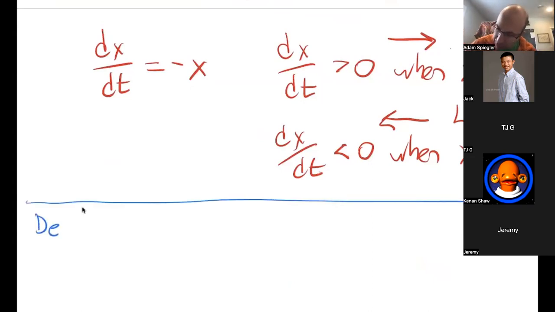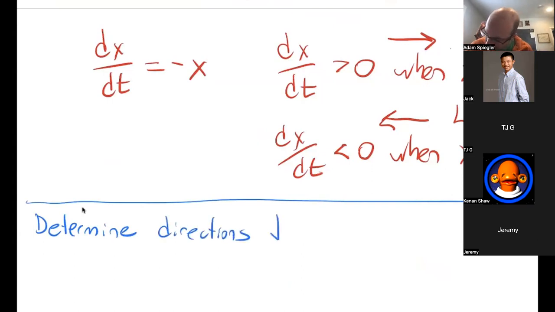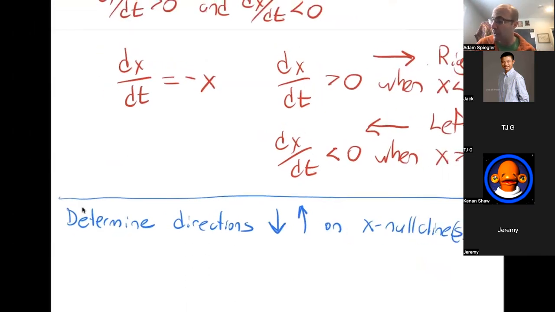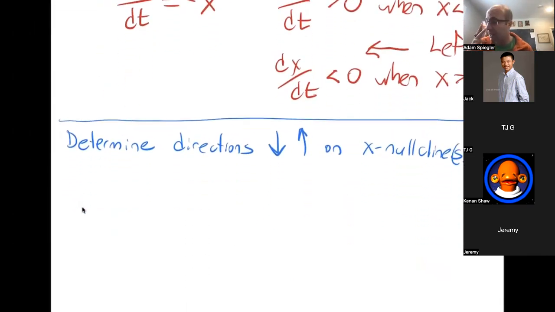Okay, then we do the same thing on the y-nullcline. We're going to determine, or excuse me, on the x-nullcline, we're going to determine directions. And in this case, they're either going to be up or down on the x-nullcline. And keep in mind, we very well may have more than one in a lot of situations, so we might need to do this a couple of times. But in this case, we have one x-nullcline.